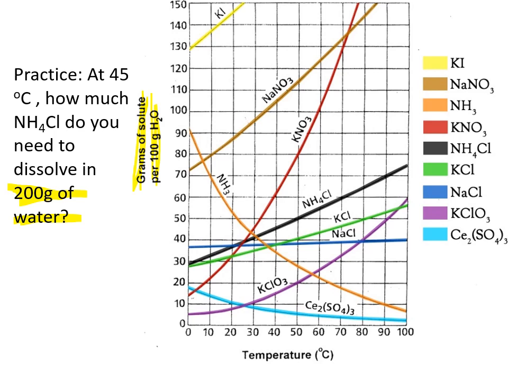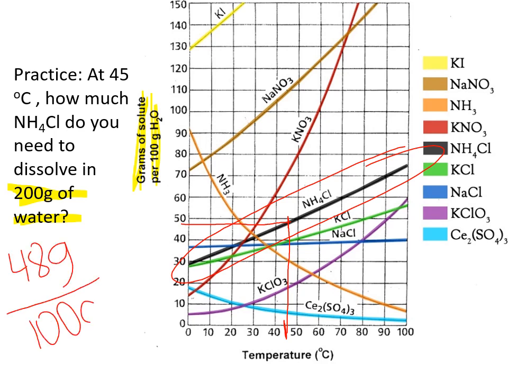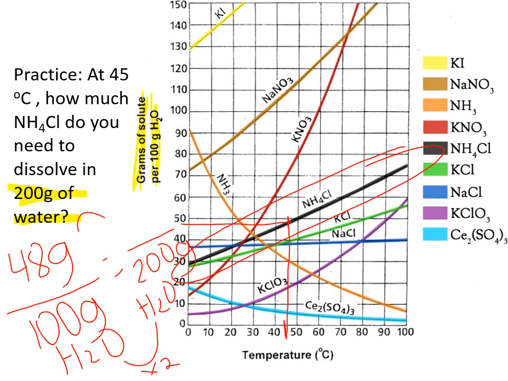Well, let's first figure out just with 100 grams. Okay, so 45 degrees Celsius right here, NH4Cl right here, you can have about, that's not 50, like 48 grams dissolved in 100 grams of water. So if I set up a proportion, if there was 200 grams of water, that's times 2, you should be able to dissolve twice as much. Now what is 48 times 2? 96. So if I double the amount of water, I should be able to dissolve twice as much solute.